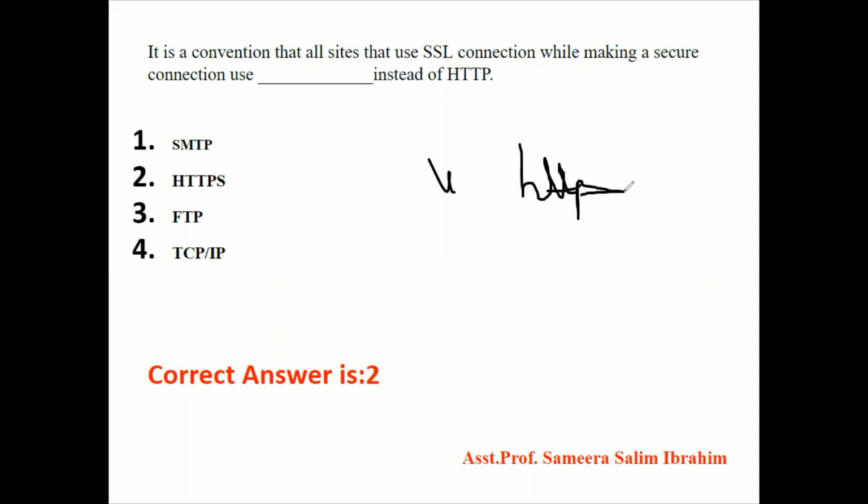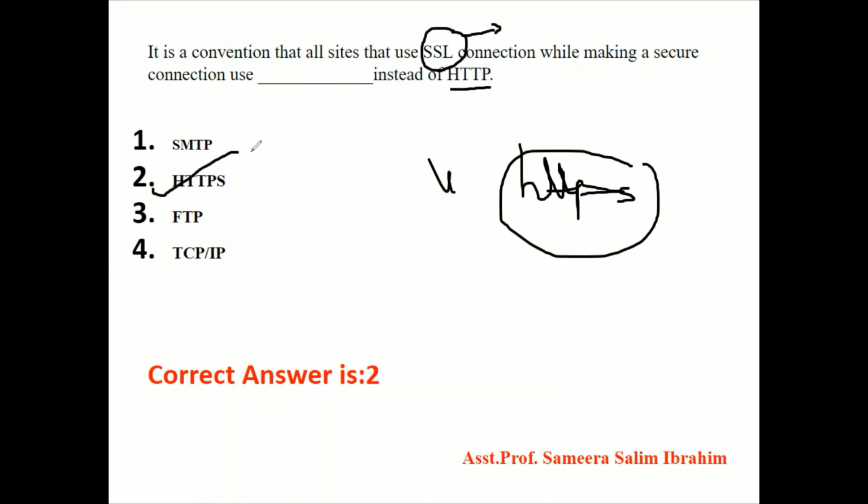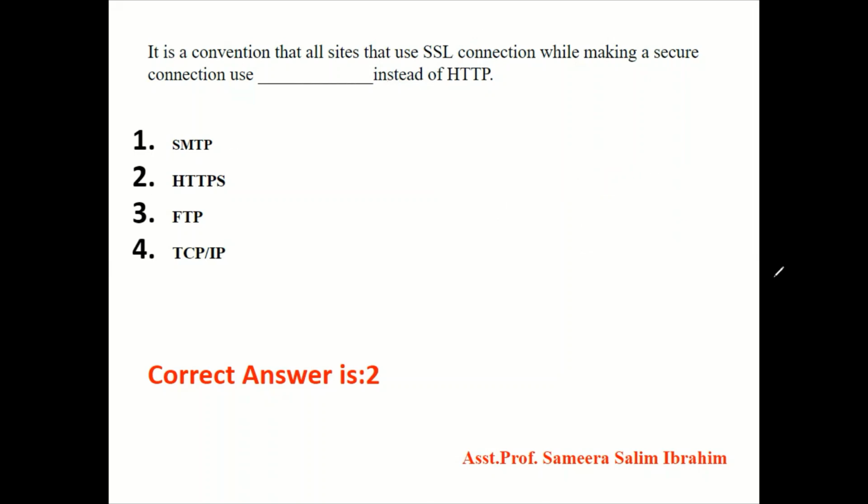But to check whether that particular site is a secure, protected site or not, we have to check for HTTPS. S means secure. This security is given by the SSL connection. SSL full form is Secure Socket Layer. So this SSL connection makes the connection HTTPS instead of only HTTP. So the answer is HTTPS, right? Next.